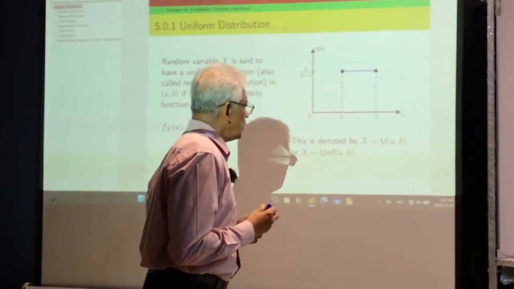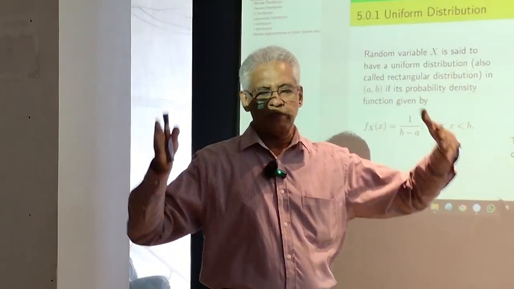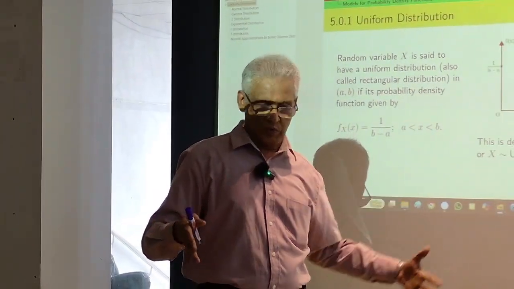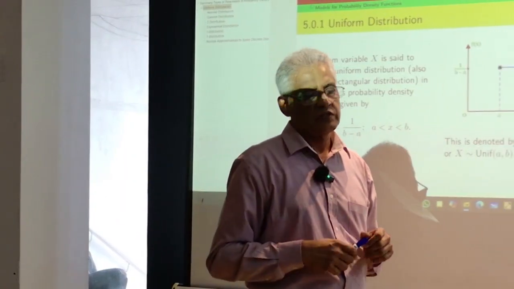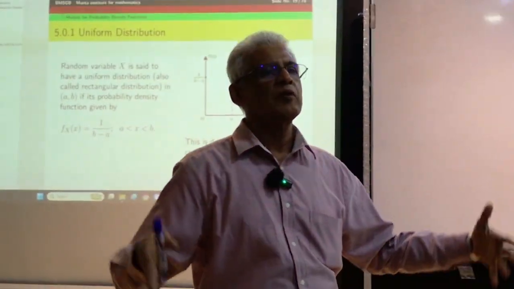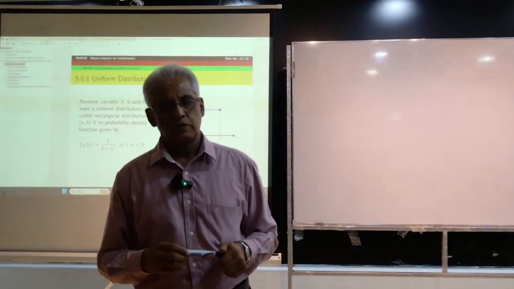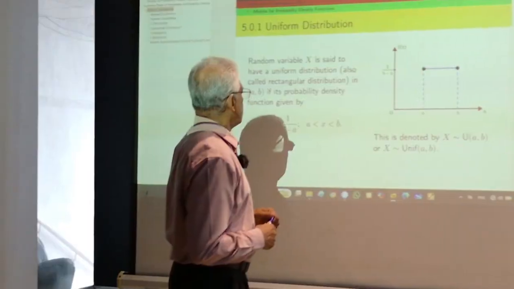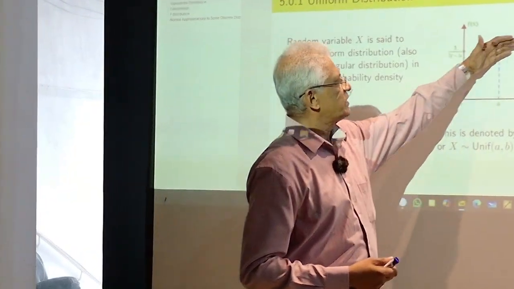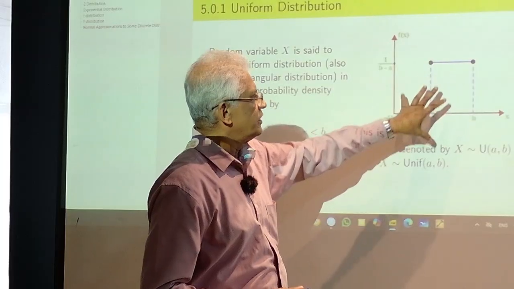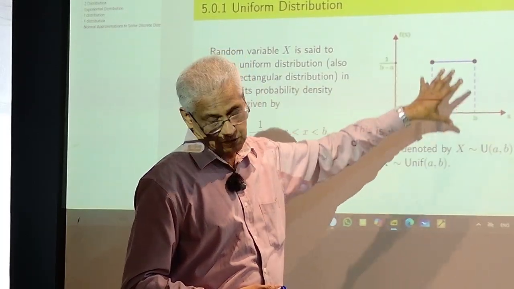Right. So for the uniform distribution, you have to specify the smallest value and the largest value. We say uniform between A and B. Right. So if it is a picture like this, you know that the area under the curve should be 1.